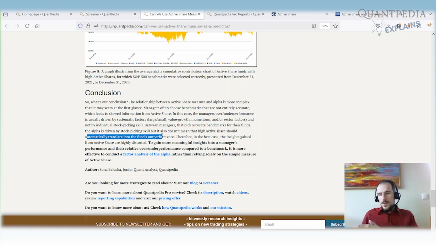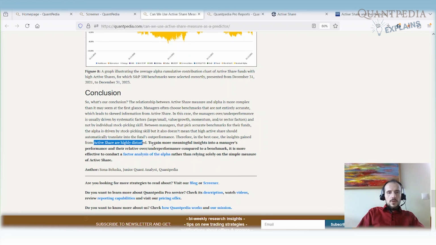One source can be that the manager is trying to select different weights of the stocks than there are in the benchmark. He's trying to be a good stock picker. In the other case, the manager is trying to hide that he's buying small cap stocks, and he's stating that his benchmark is the S&P 500, but in this case it's not an accurate benchmark. The insight that we can gain from the active share is then highly distorted.